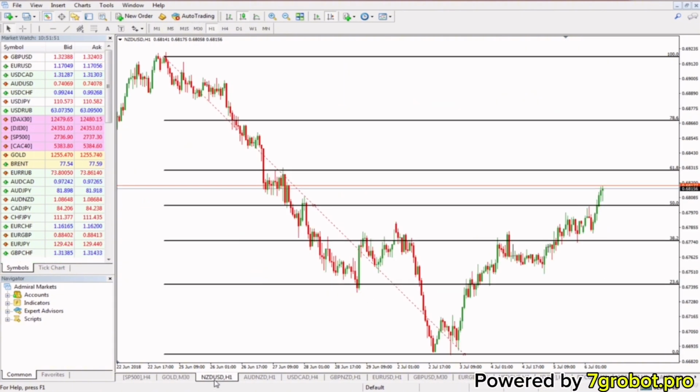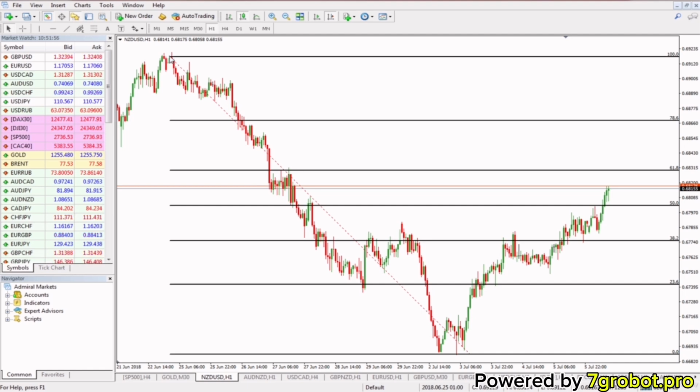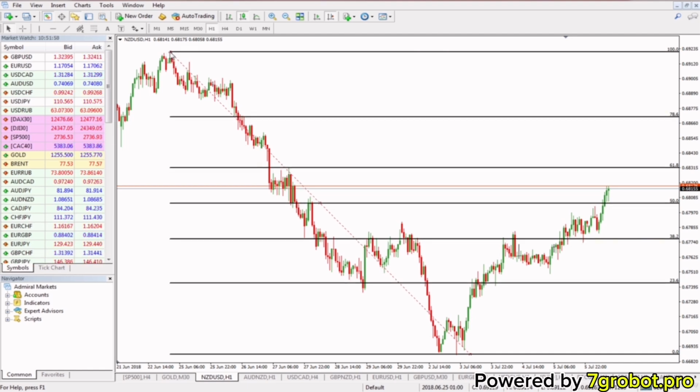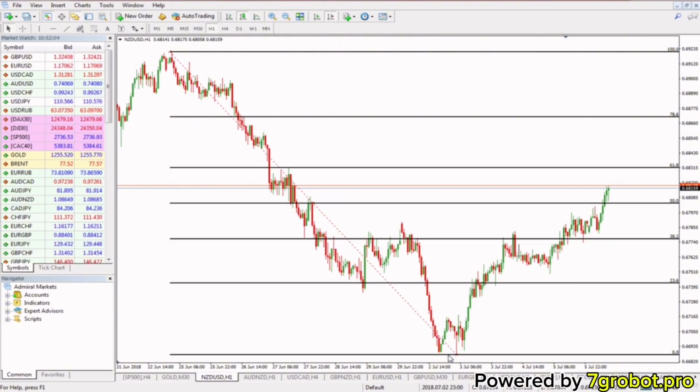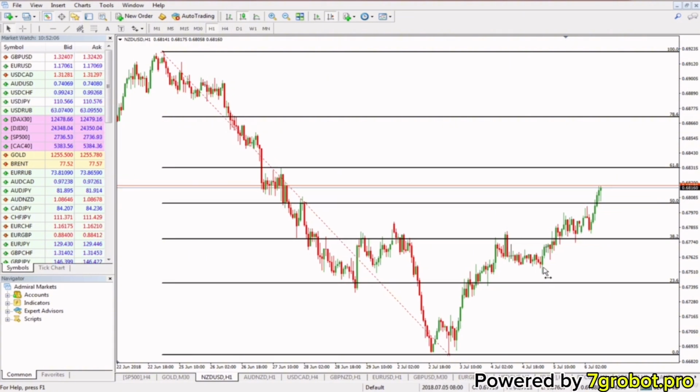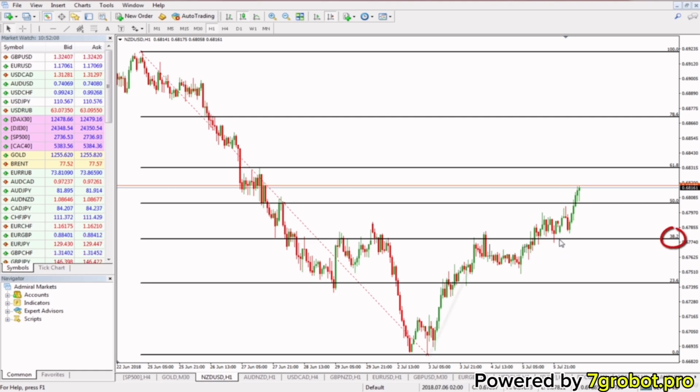Okay, the next example. The currency pair New Zealand US dollar. On the chart we see a downtrend. We will use this whole wave and start the Fibonacci from the top to the bottom. Pay attention to the level 38.2. It was resistance. Now it's broken.